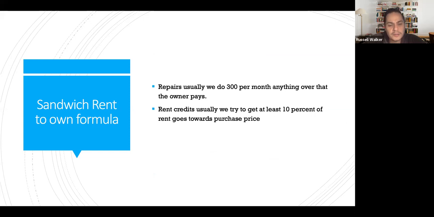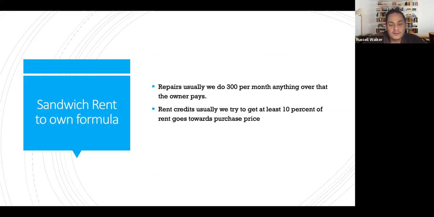And then some other things we negotiate in is repairs. I talked about that a little bit. We usually do about $200 to $300 per month. Anything over that goes to the owner. If you do a true sandwich rent to own, typically we pass these repairs on to the rent to own buyer. And then rent credits, usually we try to get at least 10% of the rent goes towards the purchase price.